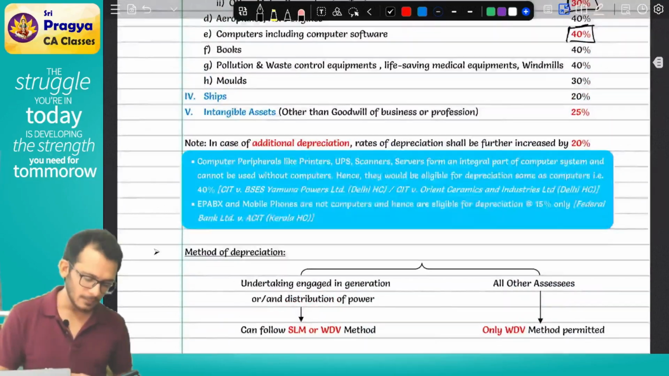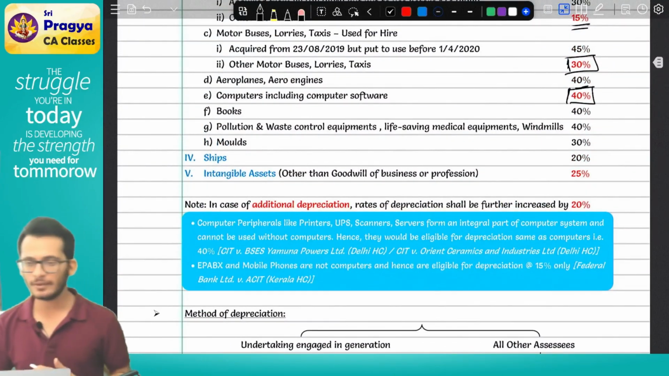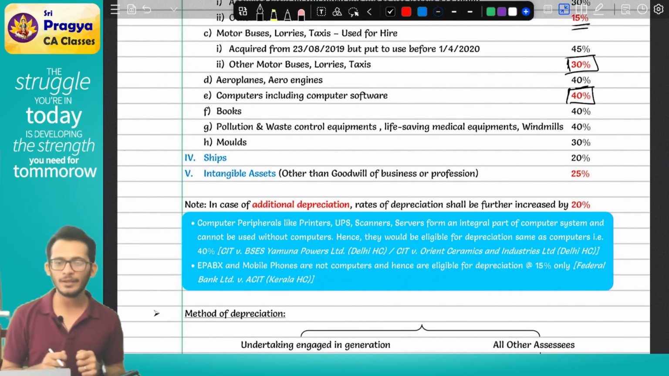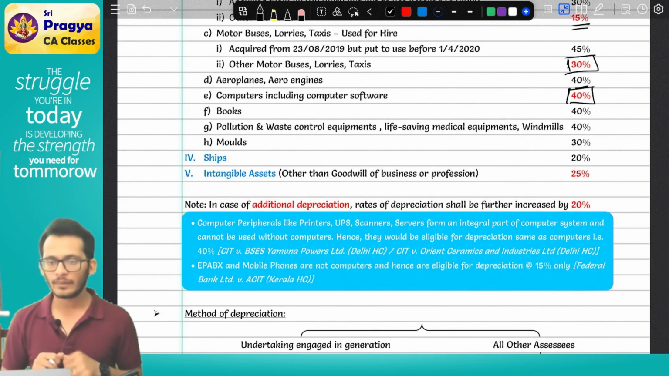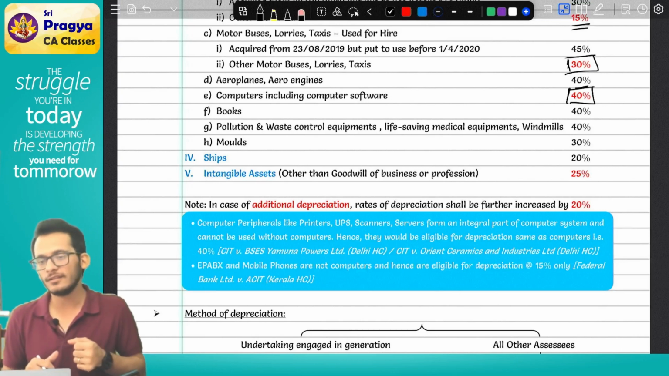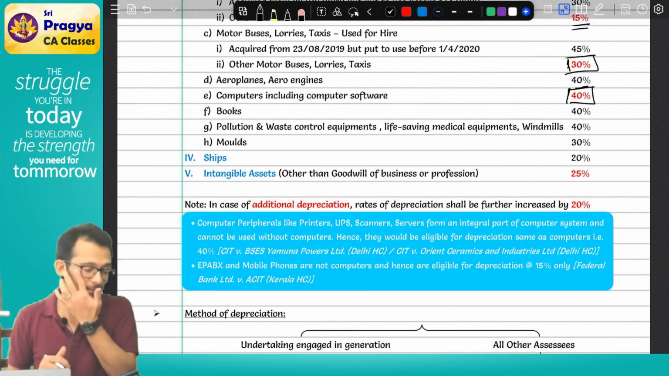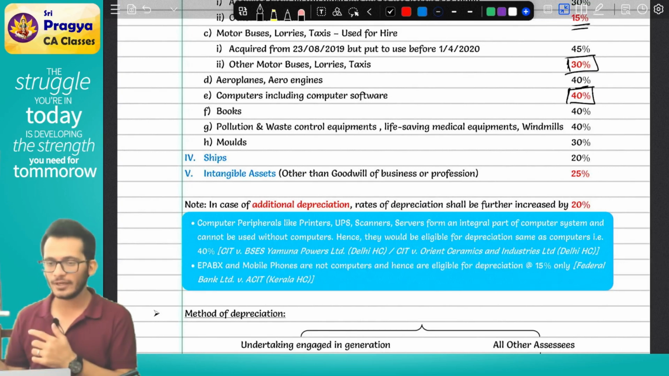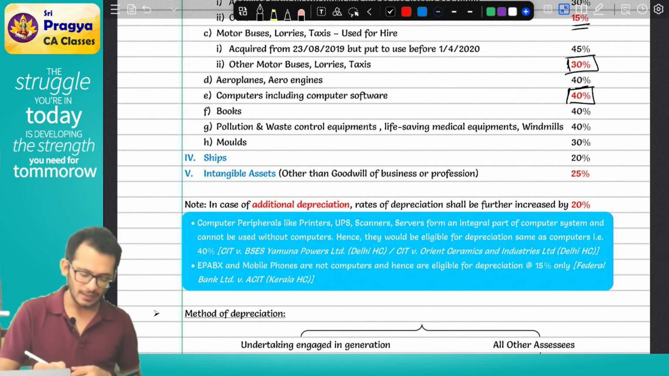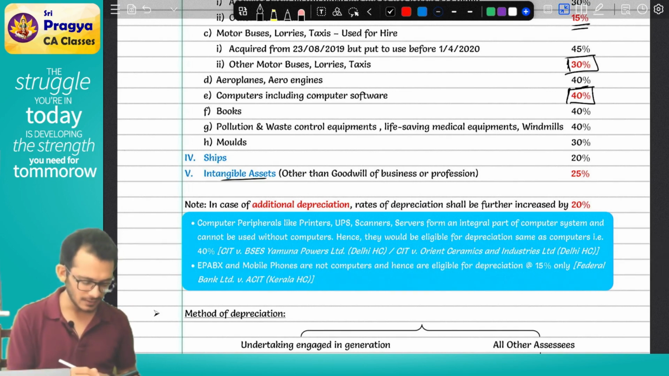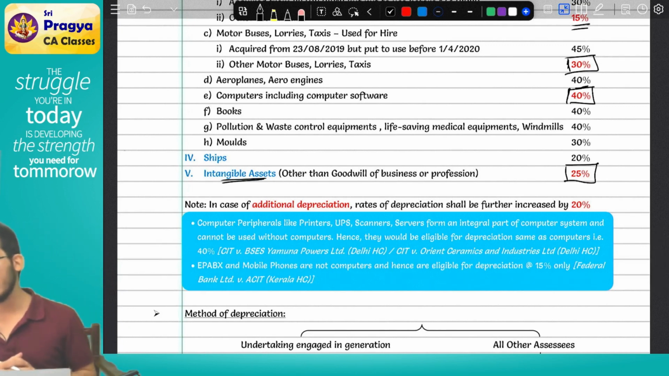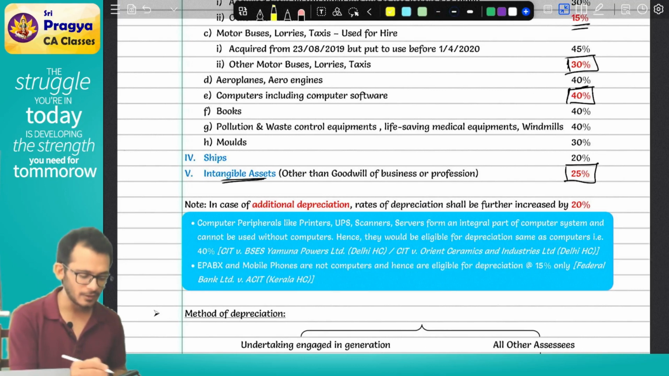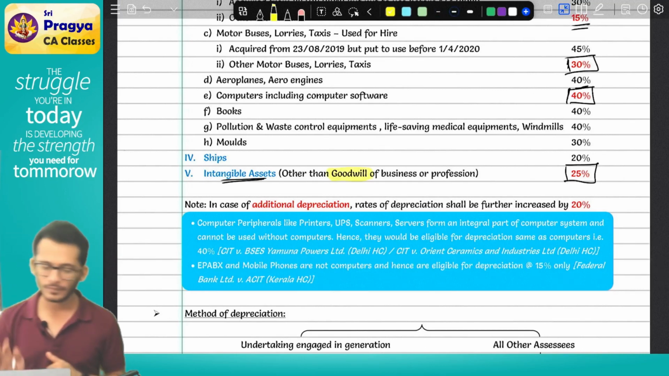Any kind of pollution or waste control equipment, life-saving equipment. These are all equipment which help you do better business for the society or wrong business for the society? Better business for the society. So should I promote these or not? We should promote these. So depreciation should be higher or lower? Higher. So therefore it is 40. And then goodwill, then intangible assets. Intangible asset rate is given as 25, except for goodwill, because the goodwill rate is 0.